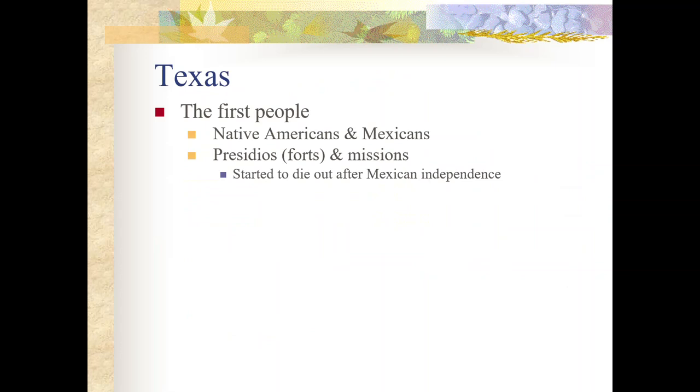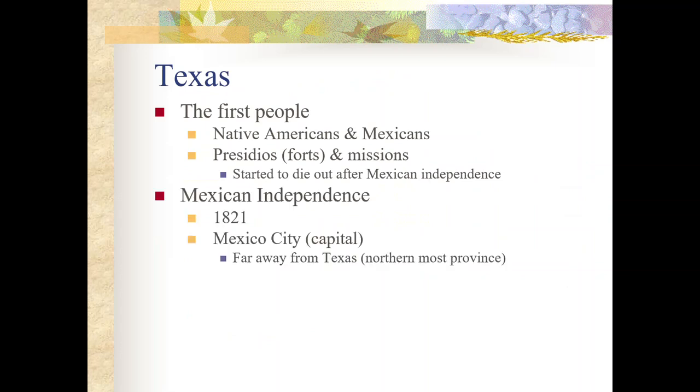But the missions started to die out after Mexico had won their independence. So Mexico won their independence in 1821 from Spain, and so they were now in control of what is present-day Mexico and what is currently Texas, New Mexico, Arizona, and California. What the new Mexican government discovered was that their capital city, Mexico City, was centrally located in the heart of the territory of Mexico. So being able to govern that northern province was extremely difficult because it was rather far away from the capital city and from the government.